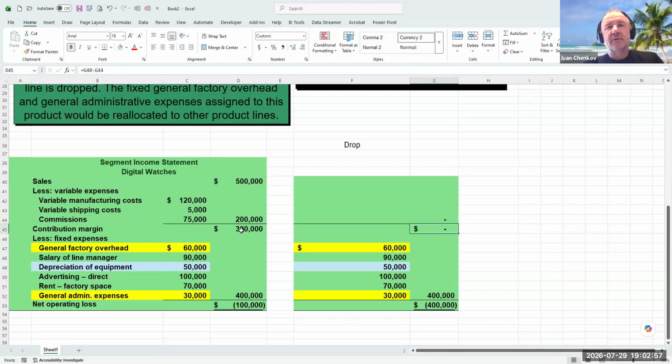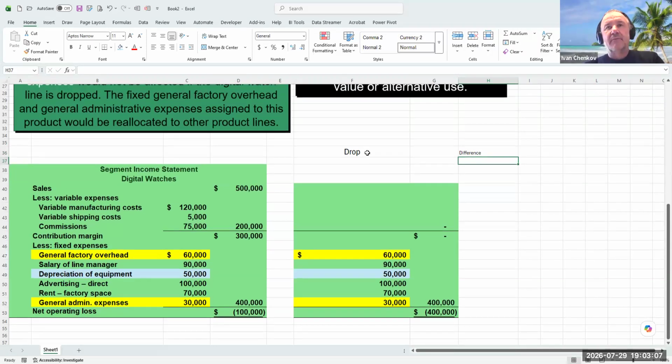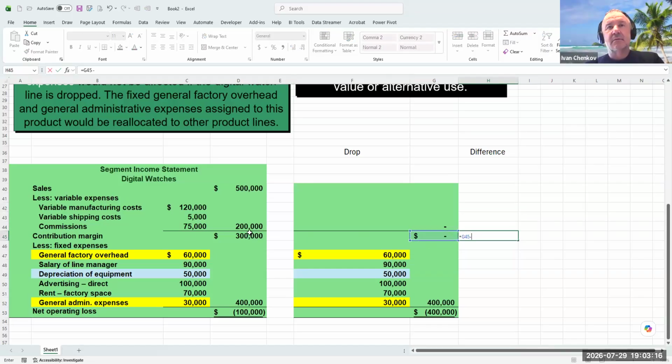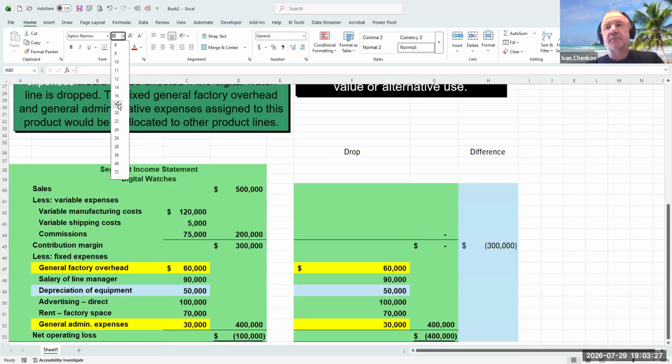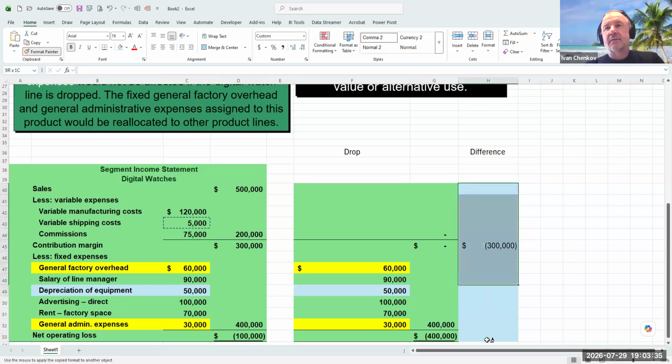So compared to this scenario, we're losing the difference. If we drop it, the difference will be here. This one minus the contribution. So we're losing the contribution margin. Contribution margin is totally gone. There's no way to recover it, because once we stop doing what we're doing, the contribution margin is gone. Fine, that's a good starting point. Let's see what else we can get.